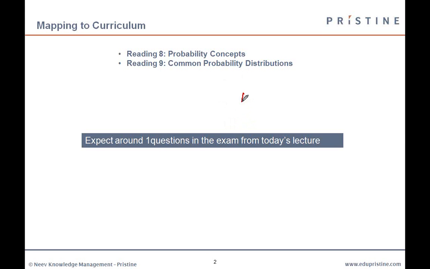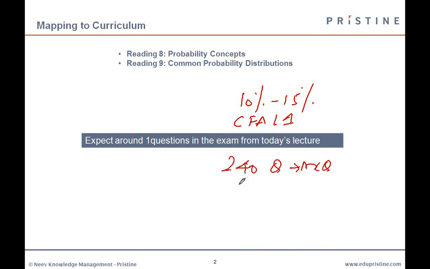Quants is given a weightage of around 10% to 15% on the CFA level 1 exam. So what do you mean by that? When it comes to the CFA level 1 exam, you have totally 240 questions. Okay, all these questions are multiple choice questions. 240 questions because you have 120 questions that come in the morning session and 120 questions that come in the afternoon session. Okay, so basically by this time we get an idea.